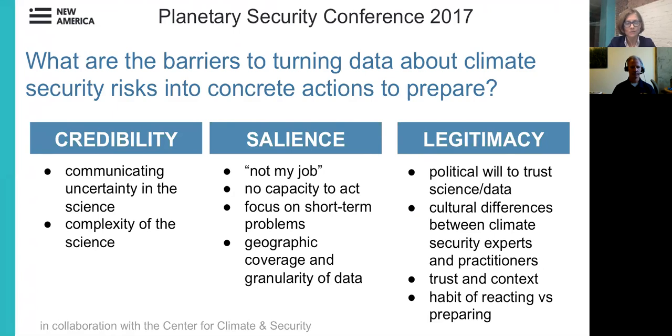On salience, one key thing we hear from national security professionals is that even if climate change is clearly going to be a threat multiplier, addressing that challenge is, quote, not my job. On legitimacy, there's often not the political will to trust the science or the data, and there's a large cultural gulf between experts in climate security and the people who make decisions that could head off the worst outcomes.